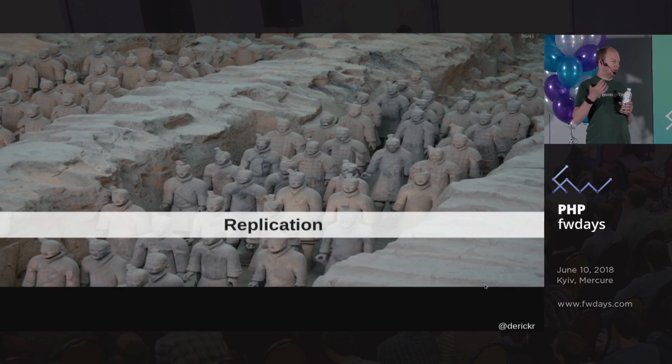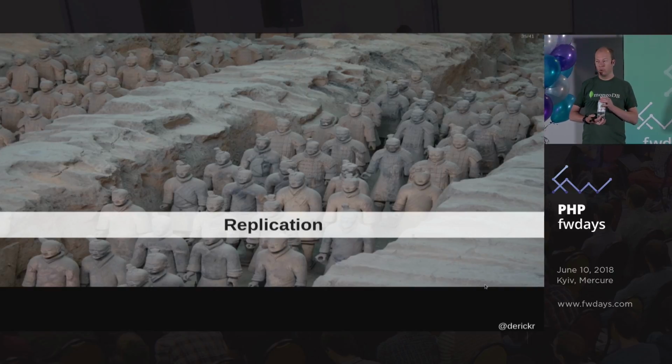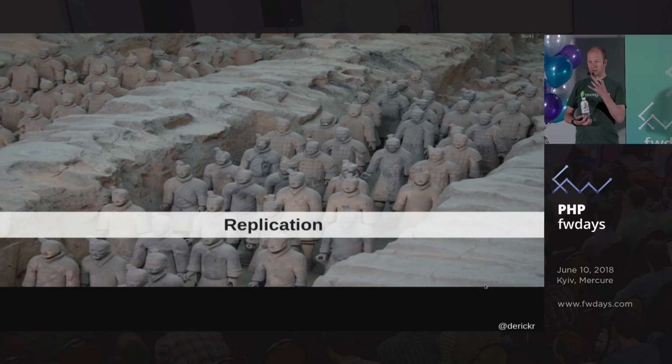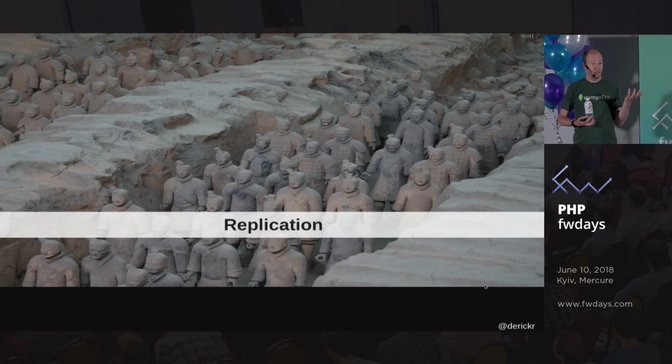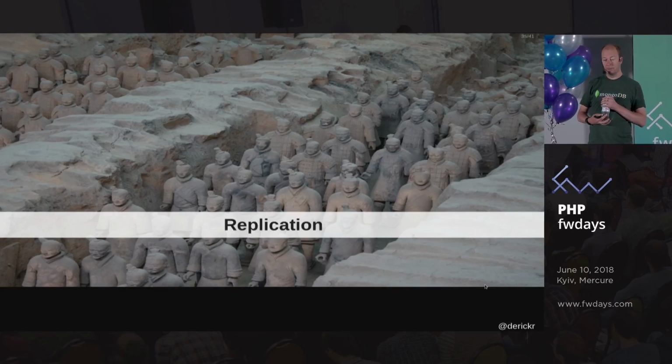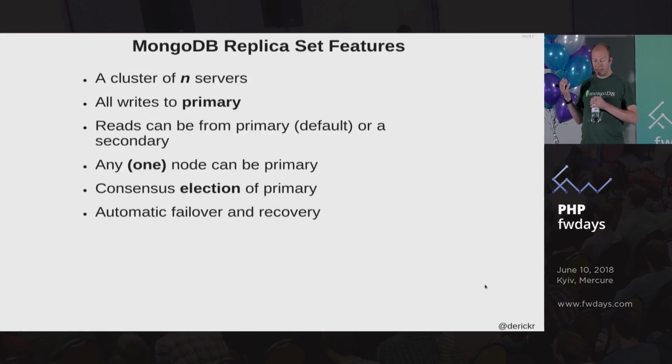This is why most non-relational databases are designed as a distributed set of database servers, so that if one goes down, another one can take over. So in MongoDB, this is implemented in something we call replication. And replication is a cluster of n servers. N is a number between 1 and 50.